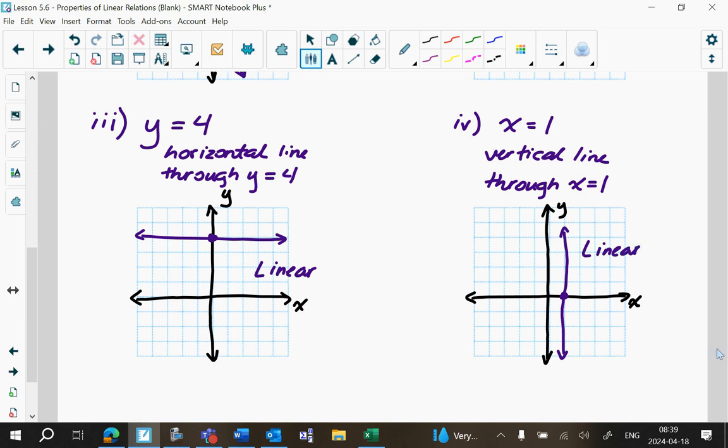But is this a function? No, because you could draw a vertical line through every point on this line. So remember the difference. They're all linear, but this one specifically is not a function. So whenever you get an equation that has a y and x in it, or just a y, or just an x, they're always going to be linear. And we just showed that by graphing them.